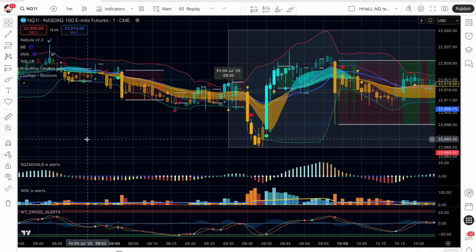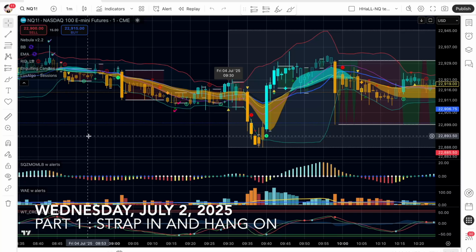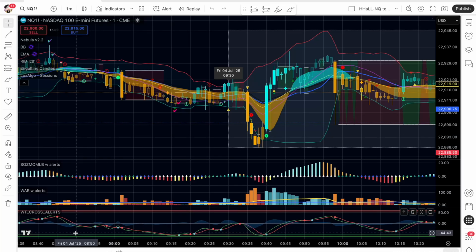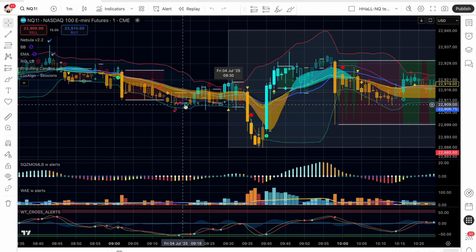Okay, this is a daily review for Wednesday, July 2nd. Notice the date at the bottom of this is July 4th. We're going to fix this in just a moment. This is NQ Futures 1 minute candles. So we're going to do things differently today.